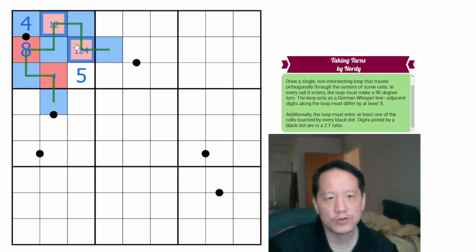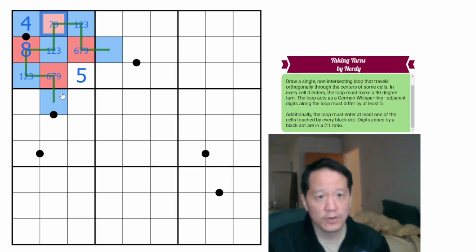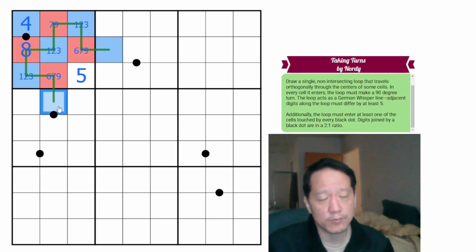So therefore, these can't be 1, 2, or 4. This then has to be 1, 2, and 3 here. These are 6, 7, and 9, and 6 obviously can't be there. So one of these two is a 1. We're not sure which.